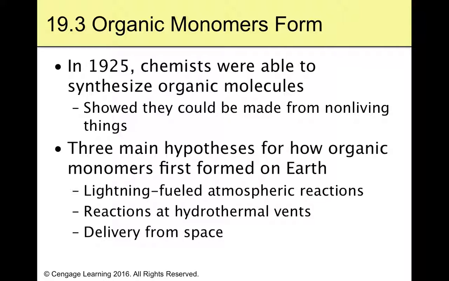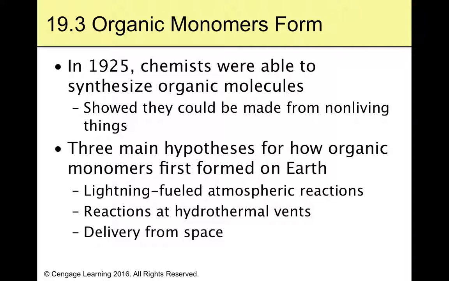So we have three main hypotheses for how we got our first organic monomers here on Earth. An organic monomer, we're talking like an amino acid or nucleotide or fatty acid, anything that builds up bigger molecules that you and I depend on.